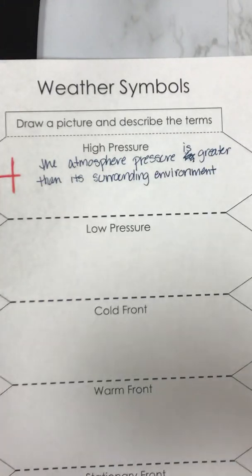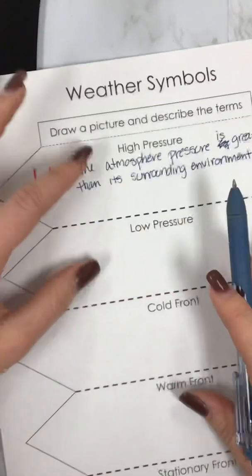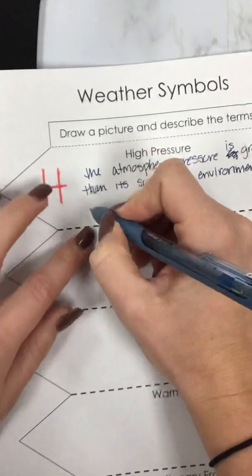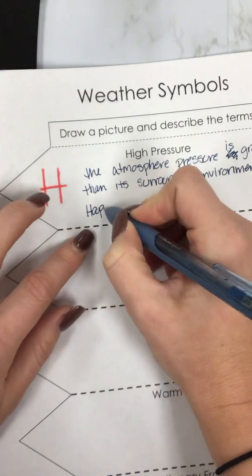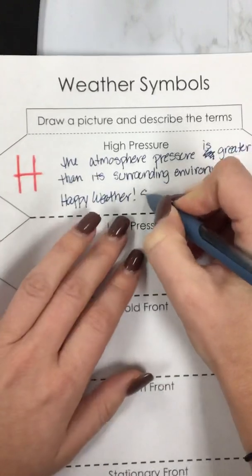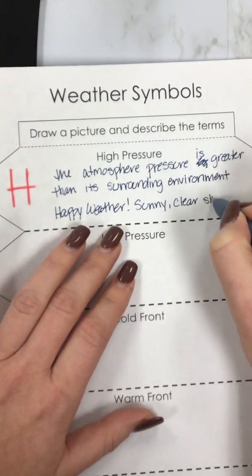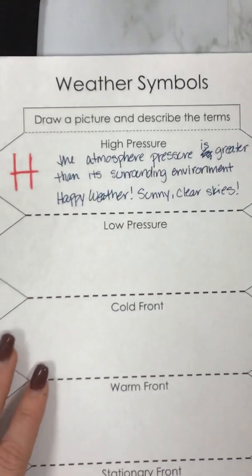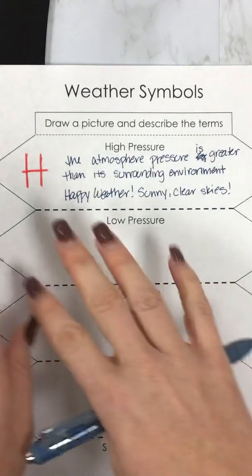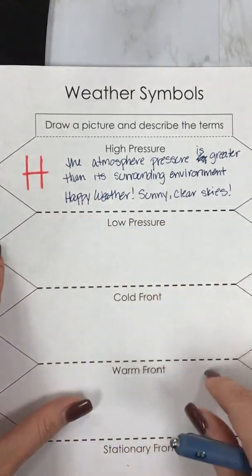So what does that mean? How are we going to see that if this is coming into our area? A way to remember that high pressure means this is that it's happy weather. Happy weather, meaning it is sunny, or if it's nighttime, it's clear skies. There are no clouds anywhere. If it's nighttime, you can see all of the stars. No precipitation, no clouds. High pressure, happy weather, clear and sunny skies.